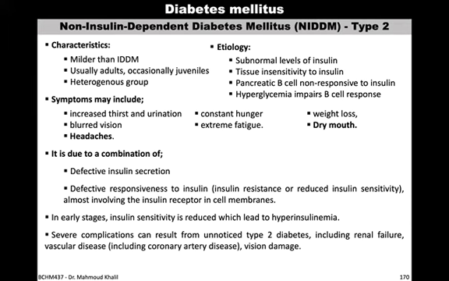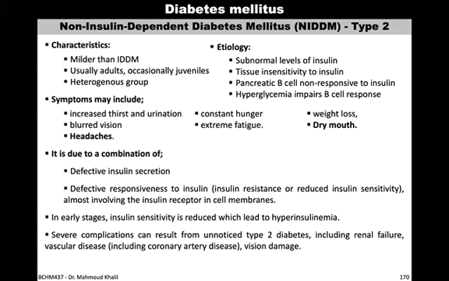And actually, type 2 diabetes is due to the combination of defective insulin secretion and a defective response to insulin. So that means it might be a problem in the insulin receptor, which binds to the insulin. So cells will either be resistant to the insulin or have reduced sensitivity to insulin. And in early stages, the insulin sensitivity is reduced, which leads to hyperinsulinemia.